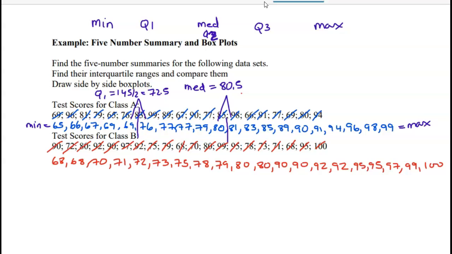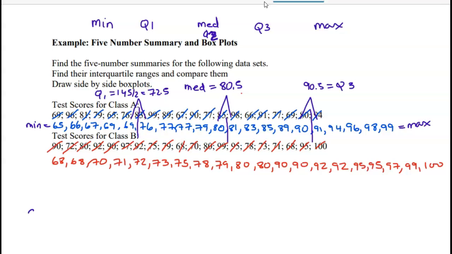For the third quartile, you look at the top half of the data and you divide it in half. 1, 2, 3, 4, 5. So we're halfway between 90 and 91, which is 90.5. So this is Q3.